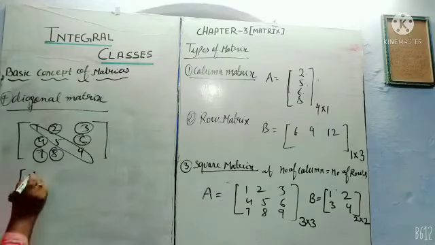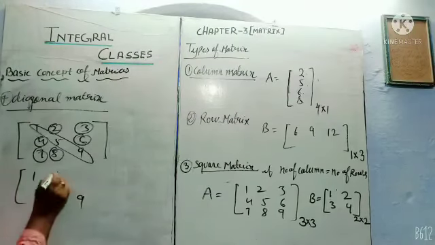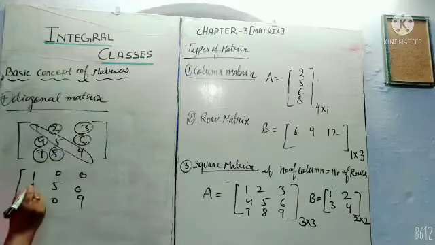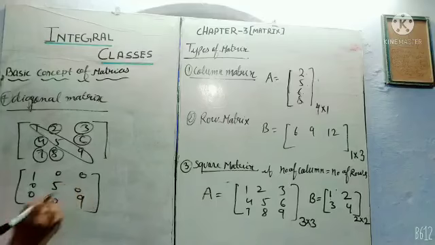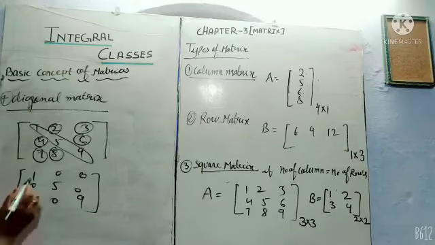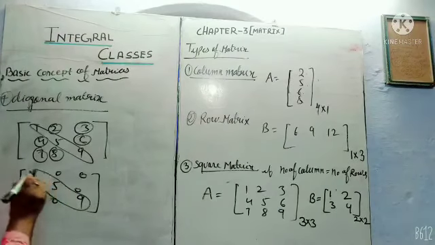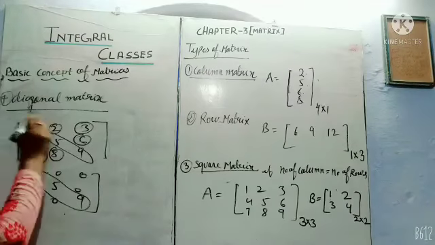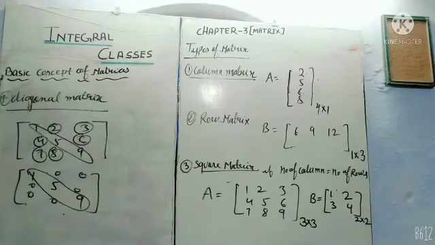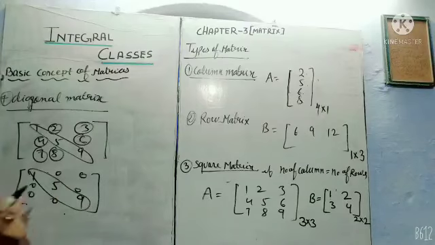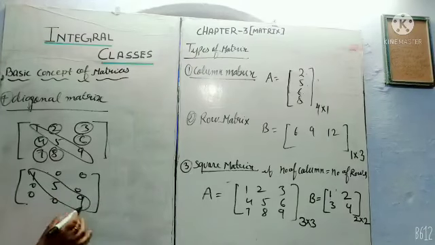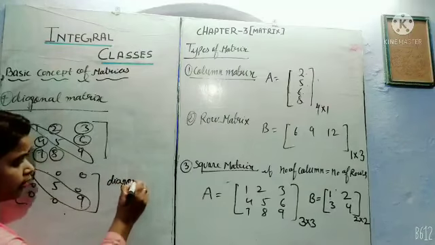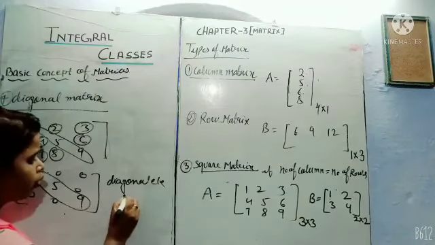It means 1, 5, 9 stay the same, and the others are 0, 0, 0, 0, 0, 0. Now it becomes a diagonal matrix. Only the diagonal has numbers, but all non-diagonal elements are 0. So this is called a diagonal matrix. The diagonal elements can be negative or positive, but the condition is that diagonal elements are non-zero.